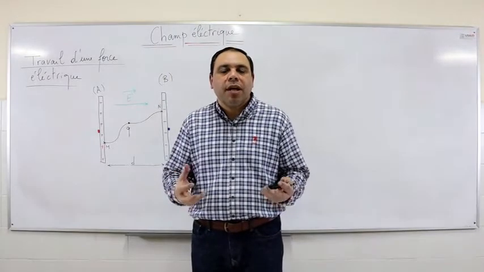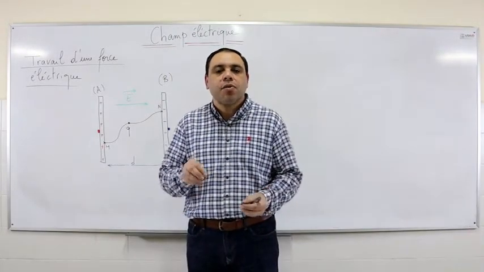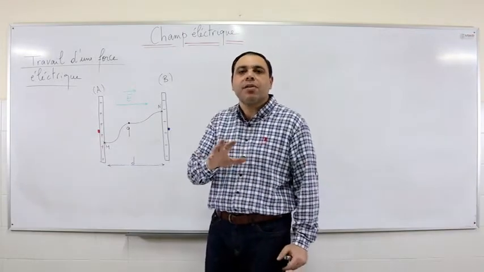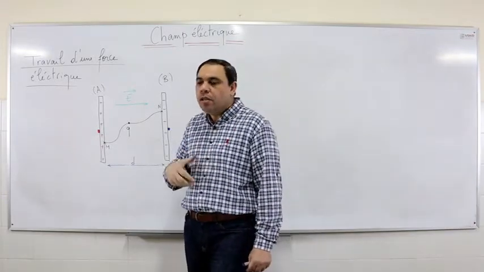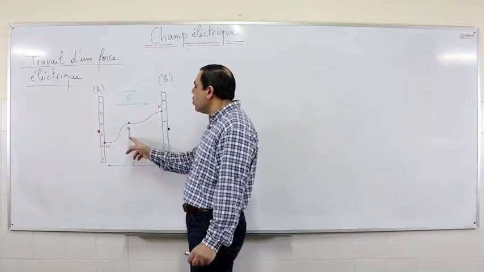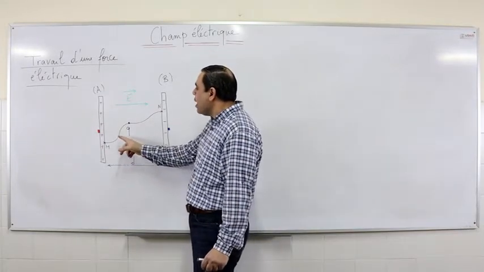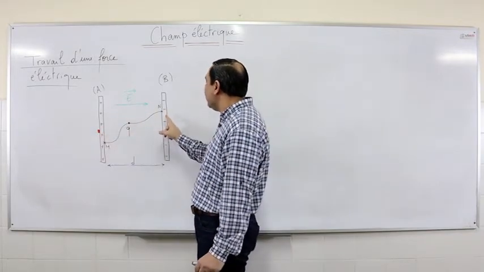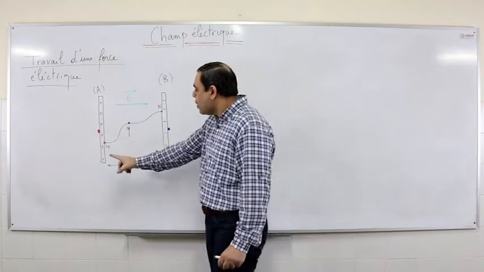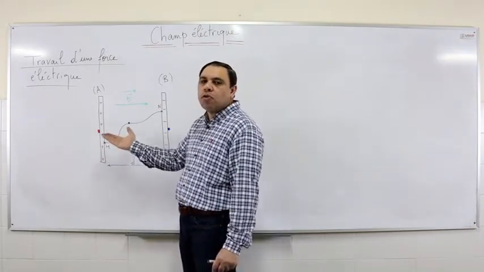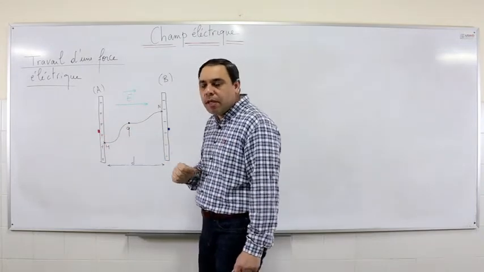Now we're going to determine the work of the electric force acting on a punctual charge when the punctual charge is placed in a certain electric field. Let's consider a simple case. The punctual charge is moving in the electric field created by two parallel charged plates. The plates are separated by a distance d. The plates are subjected to a voltage UAB.